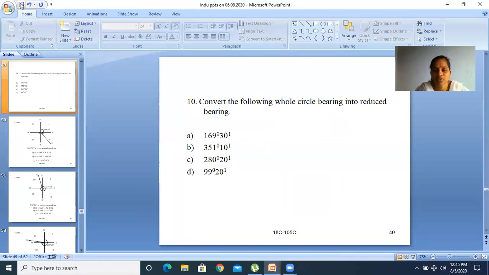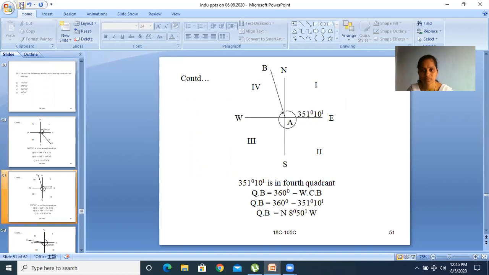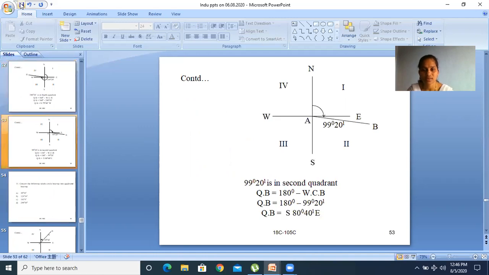Tenth sum. Convert the following whole circle bearings into reduced bearings: 169 degrees 30 minutes, 351 degrees 10 minutes, 280 degrees 20 minutes, 99 degrees 20 minutes. 169 lies in the second quadrant, in between 90 to 180. 351 is in the fourth quadrant. 280 is also in the fourth quadrant. 99 degrees 20 minutes is in the second quadrant.